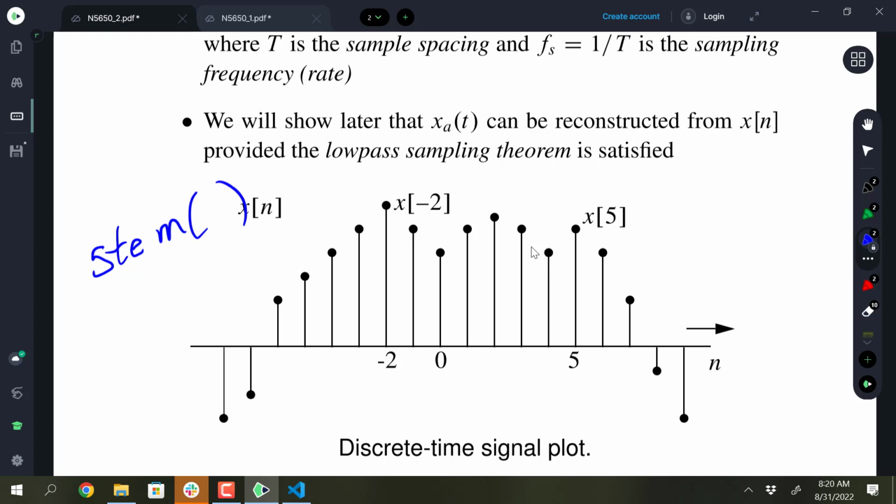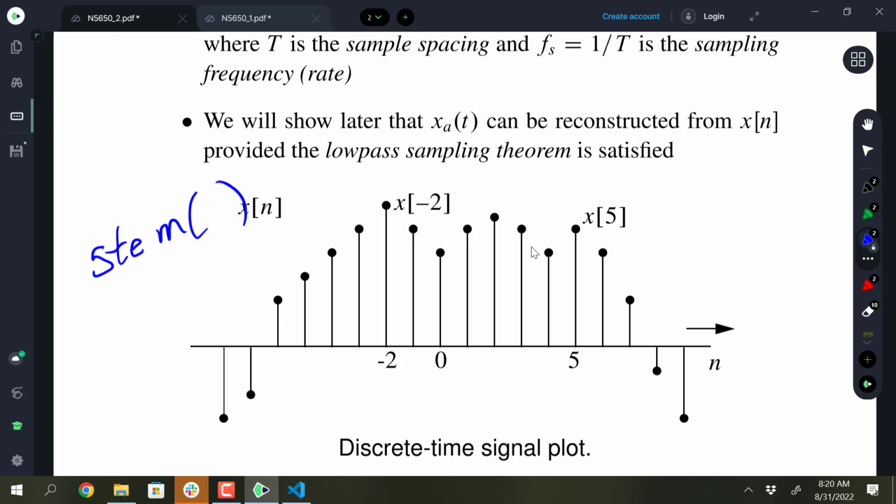The importance of using the stem plot versus just a plot which would connect the dots is that you can't really display a discrete time signal properly if you connect the dots, because there are no signal values in between the integers. Is that clear?